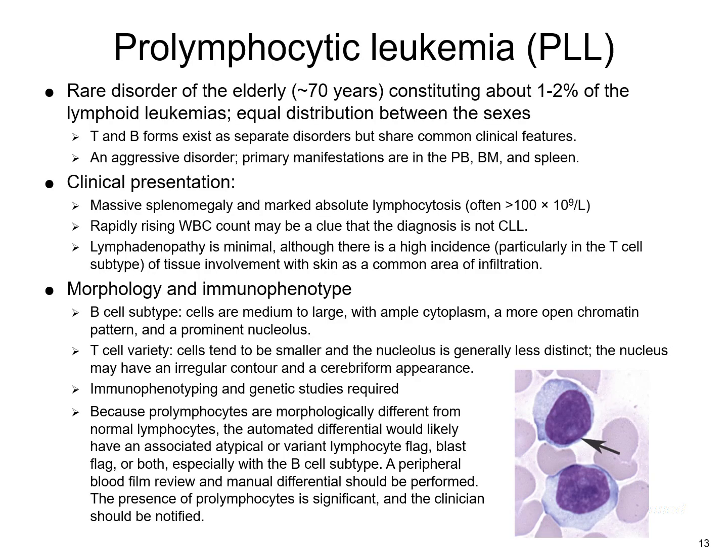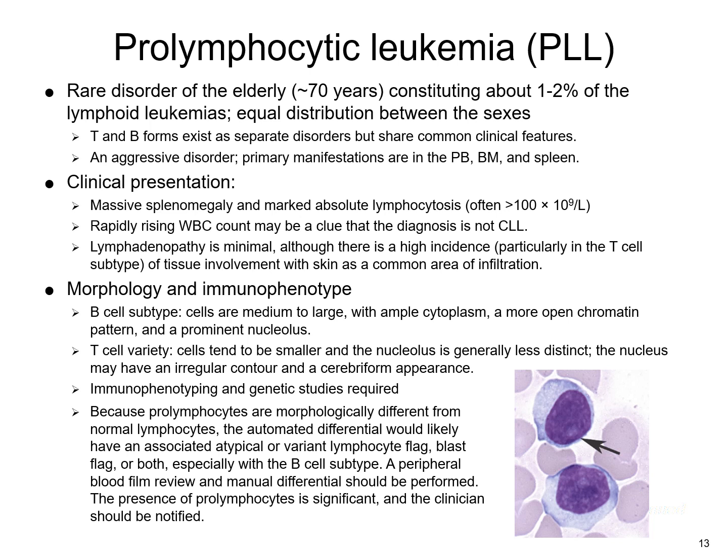Prolymphocytic leukemia is a rare disorder that makes up about 1 to 2% of the lymphoid leukemias. It has a distinct clinical course that differs from other mature lymphoid neoplasms. It is a disease of the elderly with a median age of about 70 years, with an equal distribution between male and female. Although both T and B forms exist as separate disorders, they do share some of the same clinical features.